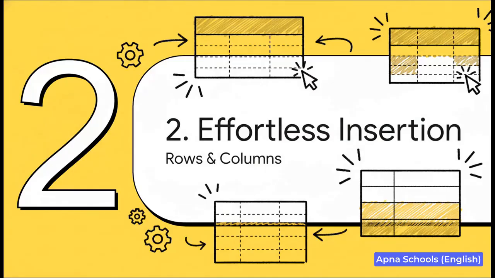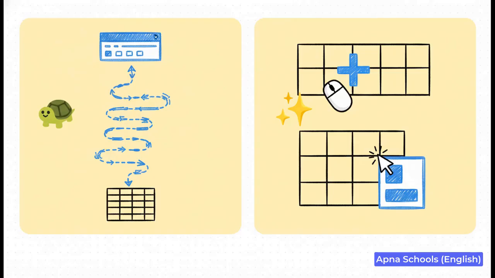Okay, so now you're a pro at selecting things. Let's talk about adding new rows and columns, because the very last thing you want to do when you're in the zone is go on another safari through the menus. This slide just lays it all out, doesn't it? On the left, that's the long, winding road through the ribbon. But on the right, that's the smart way.